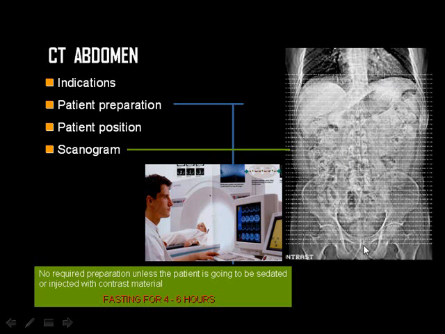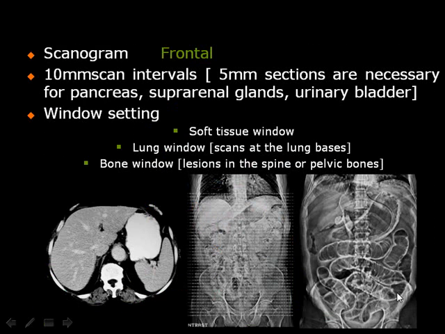Then the computer will ask the operator about the section thickness. Is it 1 centimeter, 2 centimeters, half a centimeter, 3 millimeters? What would you like? Then we usually examine the abdomen every 1 centimeter or 10 millimeter scan interval, starting from the diaphragm, ending at the pubic symphysis. For some parts of the body we would like to have 5 millimeter sections, especially for the small parts in the abdomen, like the pancreas, the suprarenal gland, and the urinary bladder, for example.